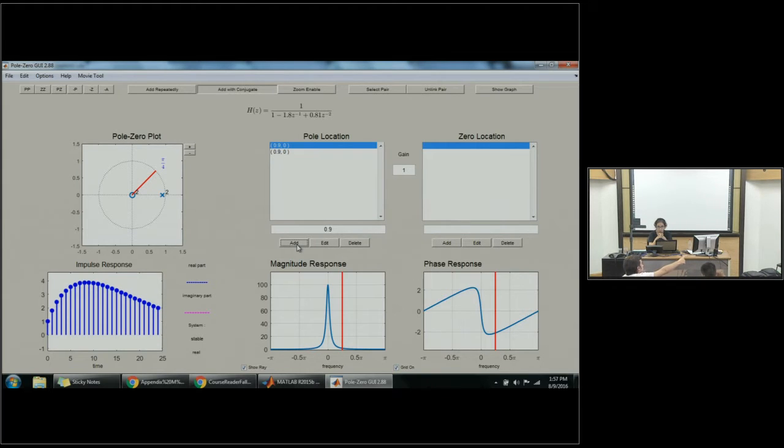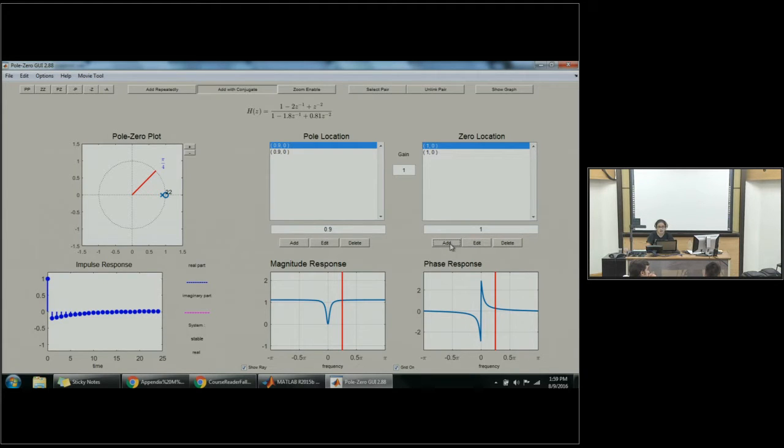Oh, okay, so because the 0 is there, it's pretty much killing everything, because it's multiplied by 0, it disappears. Okay. Alright, so my pole is at 0.9, let's add a 0 at 1. And there is my notch filter.